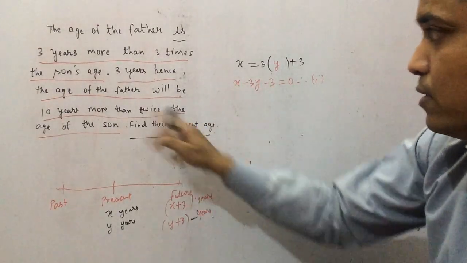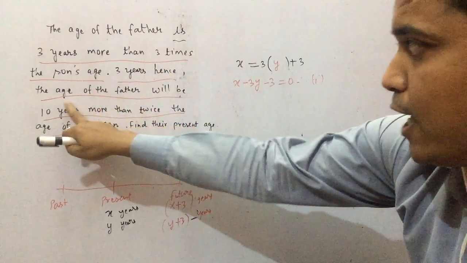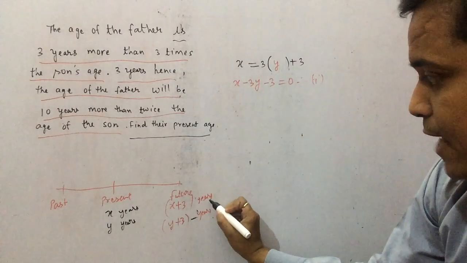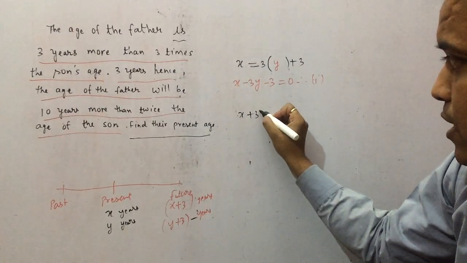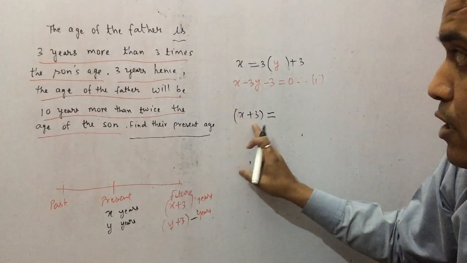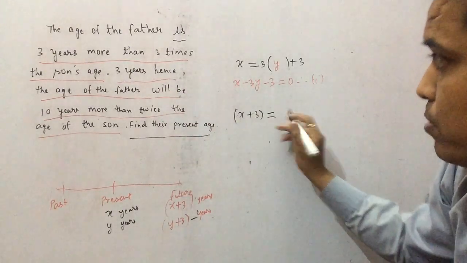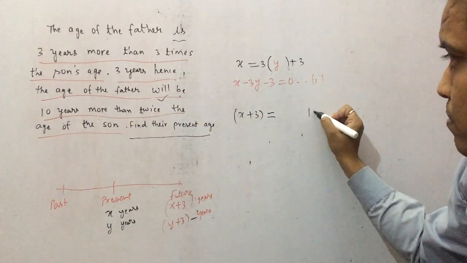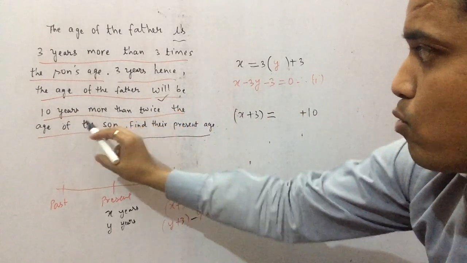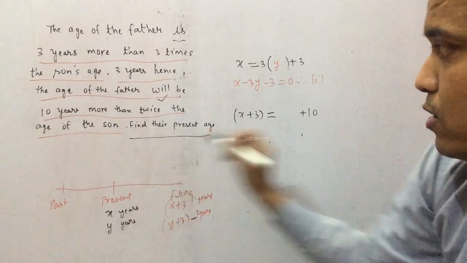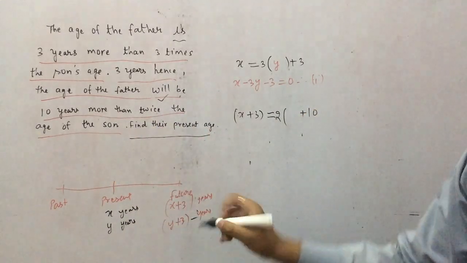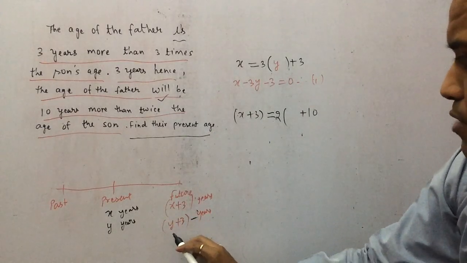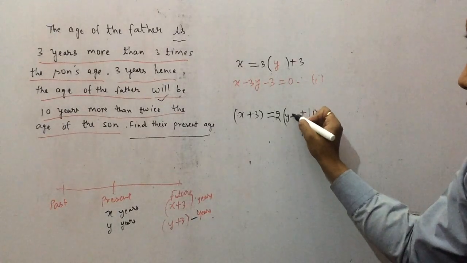Now move to the second one. 3 years hence, the age of the father will be x plus 3. So x plus 3 equal to the age of the father 3 years hence, then 10 years more than, 10 years means plus 10, of what? 10 years more than twice the age of the son. Twice the age of the son at that time. And what is the age of the son 3 years hence? It is y plus 3. So it will be y plus 3 again.